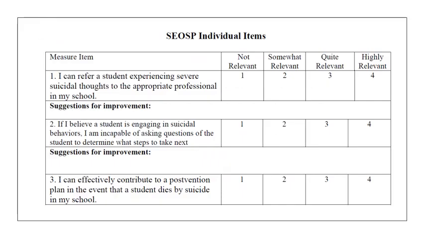So this is what the individual items looked like when I sent them out to my content experts for suicide. I gave them the items, and then they had to rate whether the item was not relevant, somewhat relevant, quite relevant, or highly relevant. If they marked it not relevant or somewhat relevant, then they put suggestions for improvement under each of the items that I used to make decisions about the individual items and how I would rework them so that they were higher quality than when I first started.